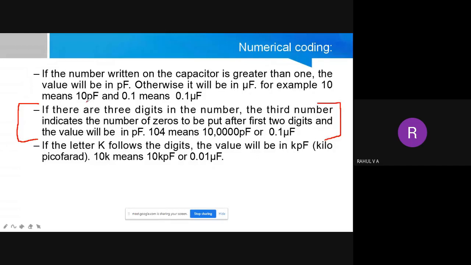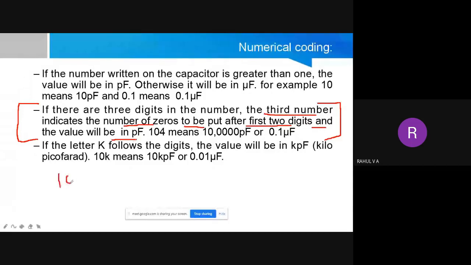If there are 3 digits in the number, the third number indicates the number of zeros to be put after the first 2 digits, and the value will be in picofarad. The third digit actually indicates the number of zeros to be put after the first 2 digits, and the value we are obtaining will be in picofarad. So they have given one example, 104.